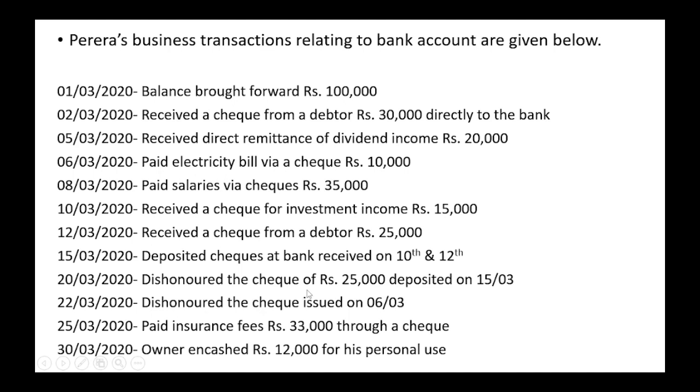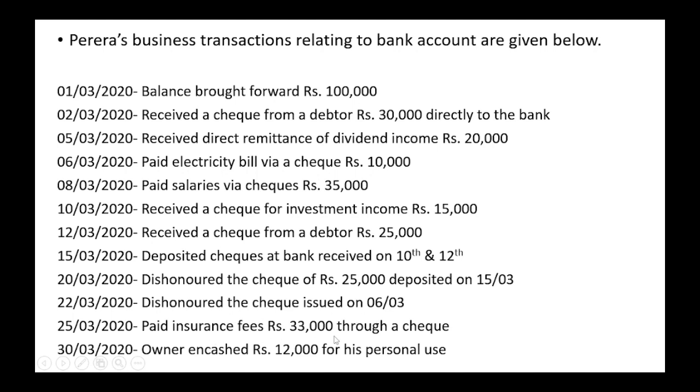Dishonored the check rupees 25,000 deposited on 15 March. One of the checks you have received on 12th March has been dishonored. And the next one is also a dishonored check, issued on 6th of March. Here, dishonoring the issued check, you have to reverse the original entry or the previous entry we have done.